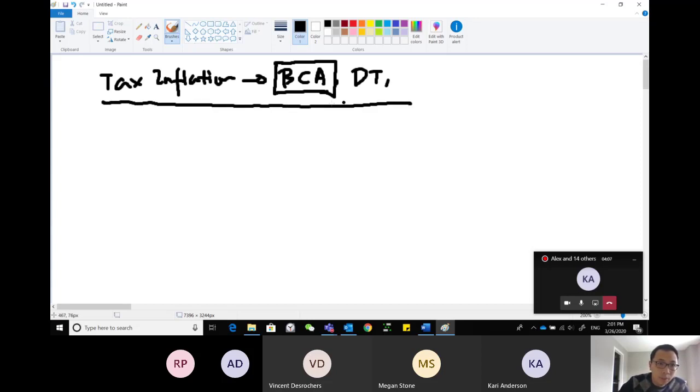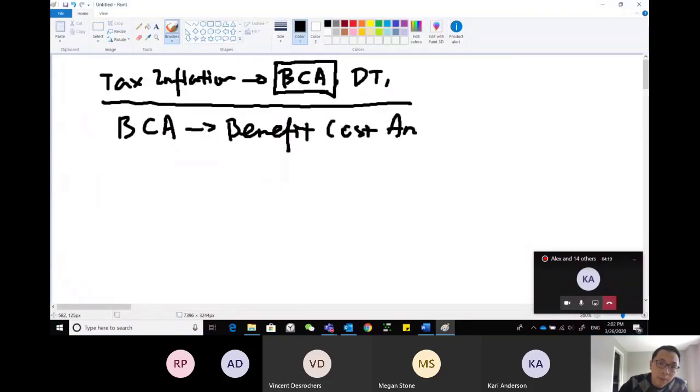So here are some fundamentals for BCA. BCA stands for benefit cost analysis. It is used for public sector decision making.